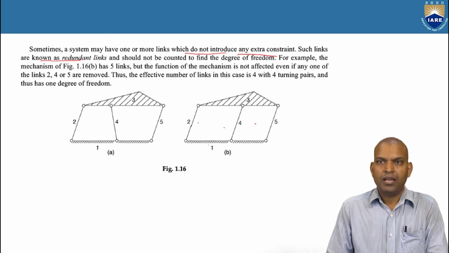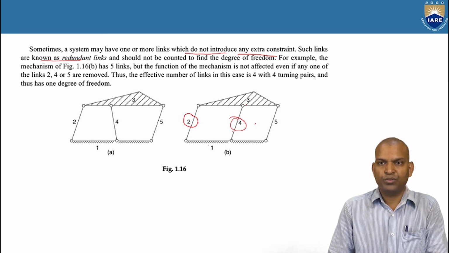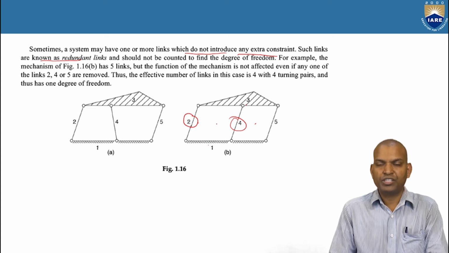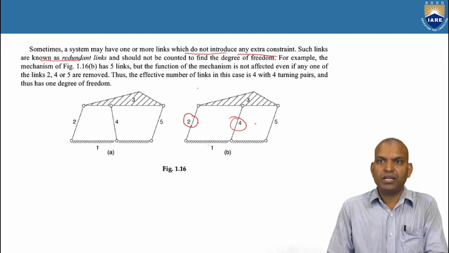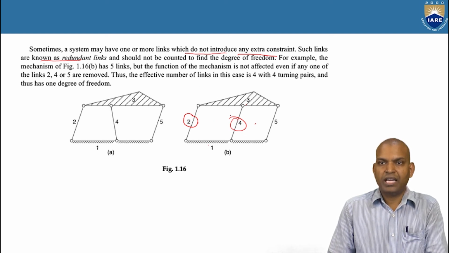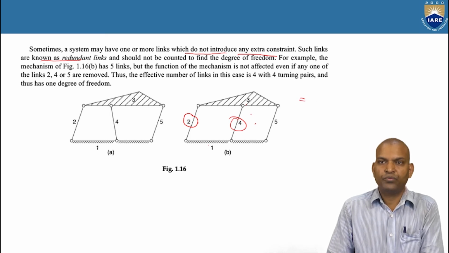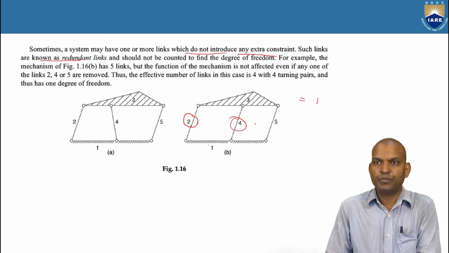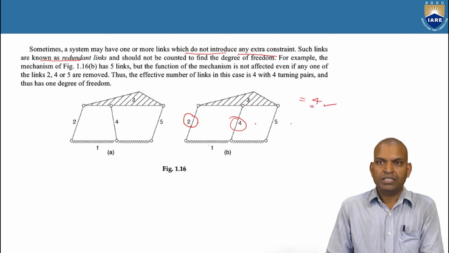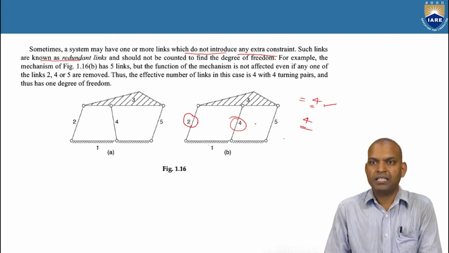5 links are there. But the function of the mechanism is not affected if any one of the links 2, 4 or 5 is removed. If you remove it, it doesn't affect the function of the mechanism. So the effective number of links in this case, how many are there? Doesn't matter if any one of the links is removed, either 2 or 4 or 5. Then the number of links in this mechanism is 4. In this case, how many turning pairs are there? 4 turning pairs. So what is the degrees of freedom? It is 1 degree of freedom.